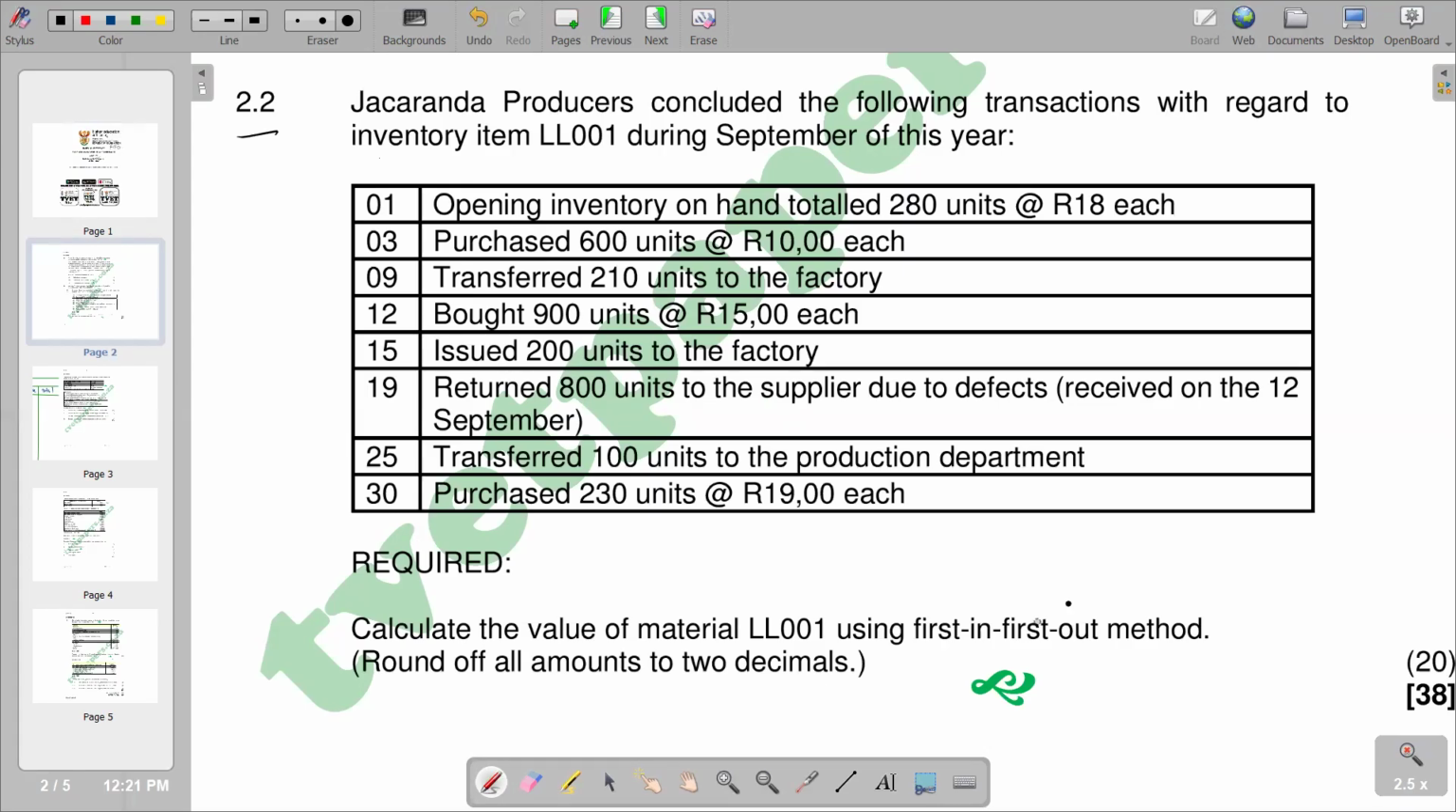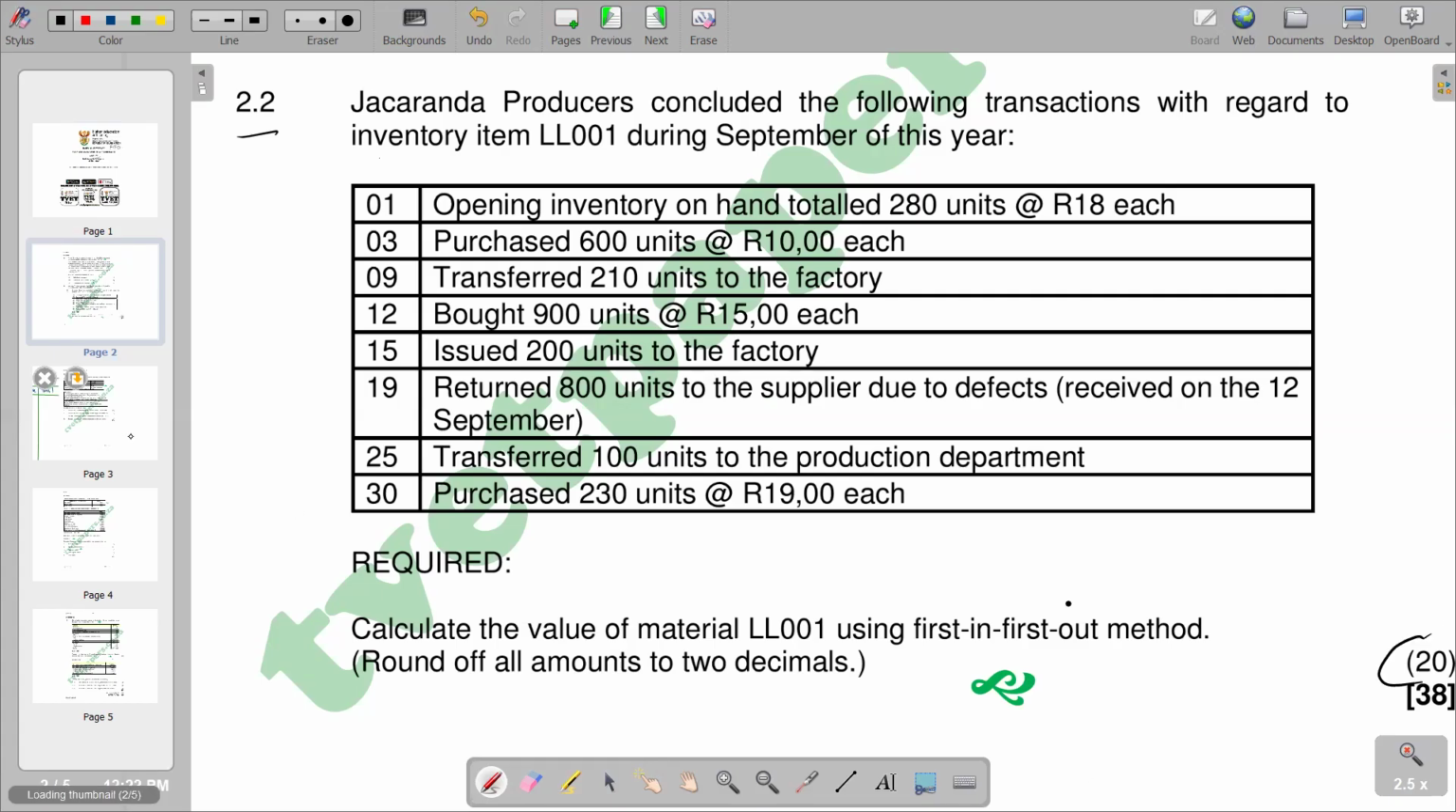So basically the first in, first out method, we are saying whenever we issue inventory, we issue the first inventory that was received. So when we start the period, we are going to take the inventory that is going to be issued from the opening inventory. So basically that's what we have. So we see that our question has 20 marks.